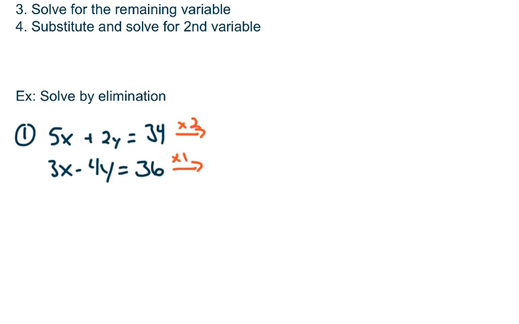If I'm taking it times 1, it's not going to change. It's going to be 3x minus 4y equals 36. Now, if you're going to multiply by something other than 1, you need to multiply the entire equation. It's not just the y. The whole thing gets multiplied by this too. So 5x times 2 is going to be 10x. 2y times 2 is positive 4y. And 34 times 2 is going to be 68.